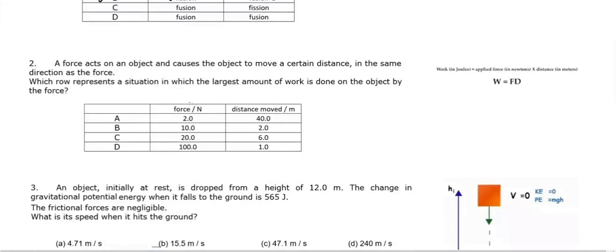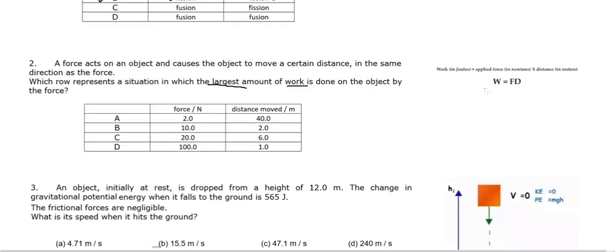The second question: a force acts on an object and causes the object to move a certain distance in some direction as the force. Which row represents the situation in which the largest amount of work is done on the object by the force? So here we need to find out the largest amount of work.